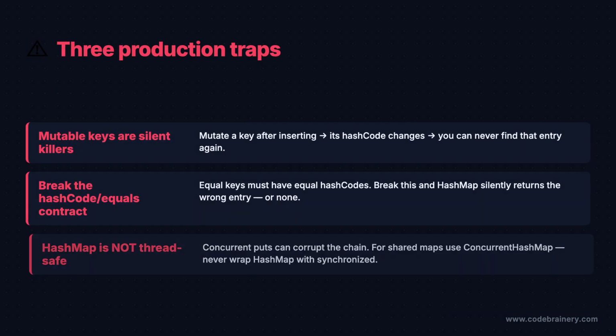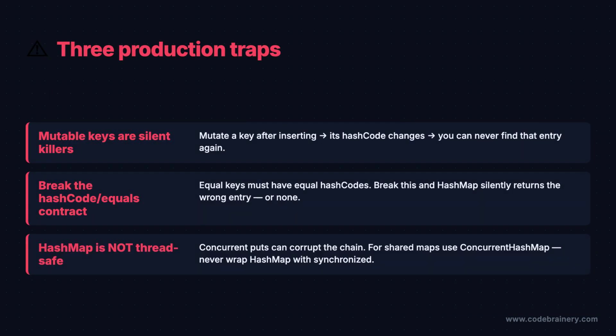3 traps that bite engineers in production. 1. Mutable keys. Mutate a key after inserting it and its hashCode changes. You can never find it again. 2. The hashCode equals contract. If 2 keys are equal, their hashCodes must be equal. Break this rule, and HashMap silently misbehaves. 3. HashMap is not thread safe. For shared maps, use ConcurrentHashMap.